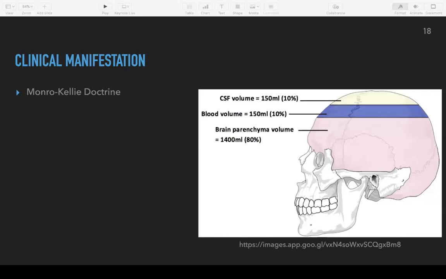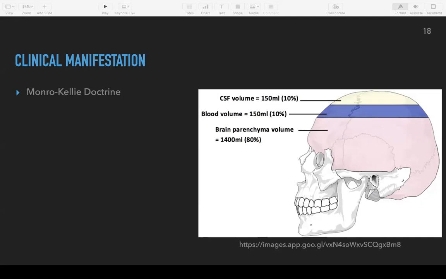Blood volume will start with venous and then arterial volume, and at the end it will affect brain parenchyma volume, as we said, and the patient will have herniation. Okay, so let's make this one as an example.